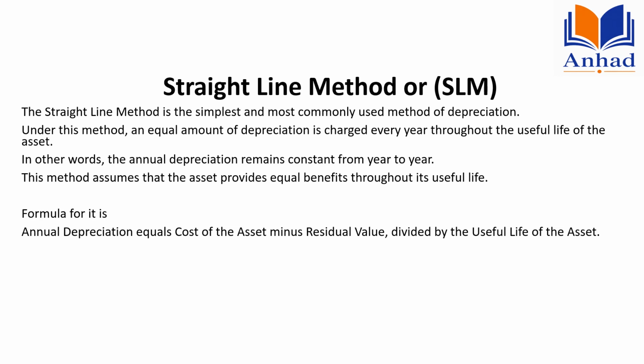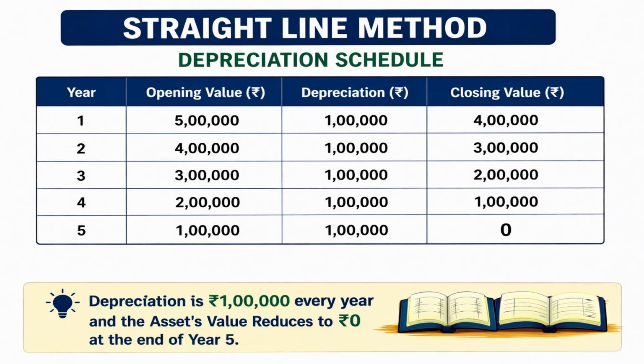Formula for it is: annual depreciation equals cost of the asset minus residual value divided by the useful life of the asset. Example. Suppose a business purchases a machine for 5 lakh rupees. Useful life is equal to 5 years. Annual depreciation will be calculated as 5 lakh rupees divided by 5, or 100,000 rupees per year. For every year, the value of the asset becomes zero at the end of its useful life. Look at the screen for the depreciation schedule as per this method.